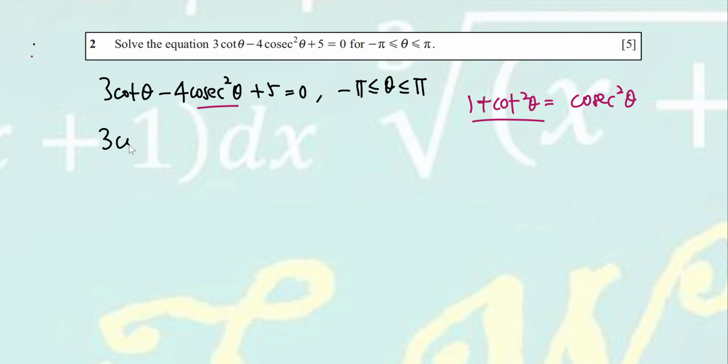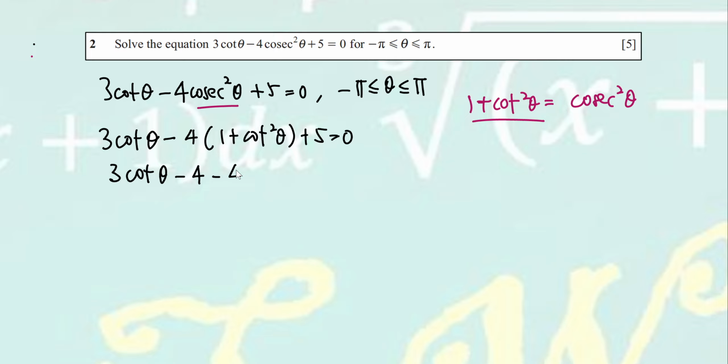So which means that you will be getting 3 cotangent theta minus 4 times 1 plus cot squared theta plus 5 equals 0. And do expansion. 3 cot theta minus 4 minus 4 cot squared theta plus 5 equals 0. Then from here, I will simplify. By moving all the terms to the right side, it will be 4 cot squared theta minus 3 cot theta. So initially minus 4 plus 5 is 1, but you move it to the right side, becomes minus 1.